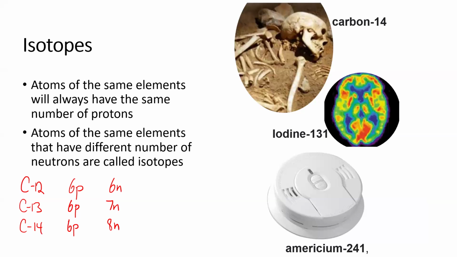Iodine-131 is another radioactive isotope. It is used to treat thyroid cancer. And remember, the thyroid is the only place in the body that uses iodine. So if you inject iodine into the person, it will automatically go to the thyroid. And when it breaks down and gives off radiation, the radiation is going to kill the cancer cells in the thyroid.